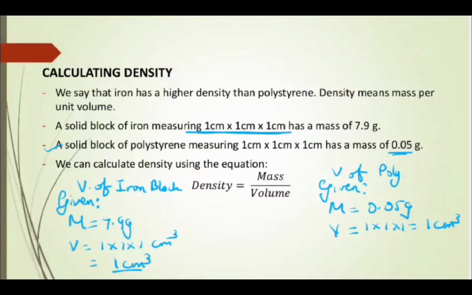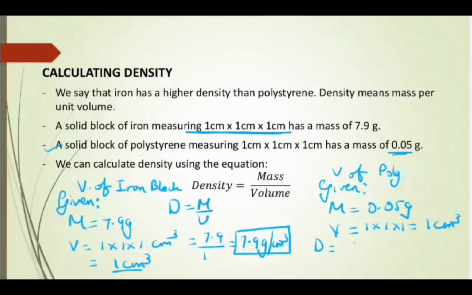We calculate the density. So let's calculate the density of the iron block. The formula is density is equal to mass upon volume. Density is 7.9 upon 1, which is equal to 7.9 gram per centimeter cube. This is the density of the iron block. Let's find out the density of the polystyrene block, which is equal to 0.05 upon 1, which is 0.05 grams per centimeter cube.